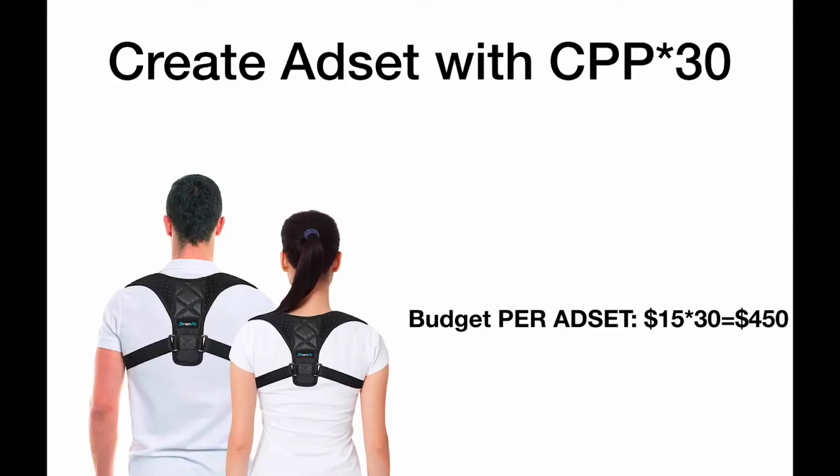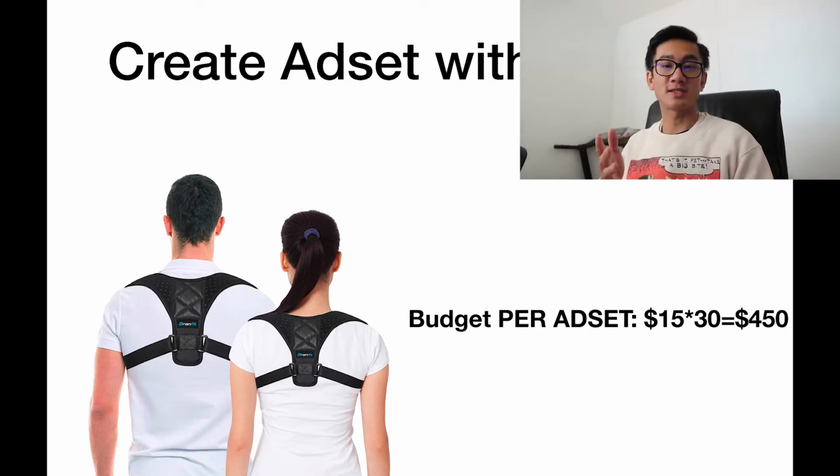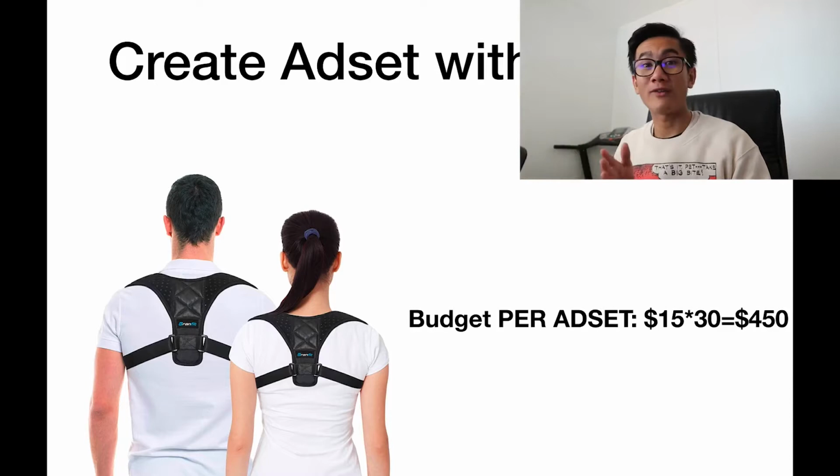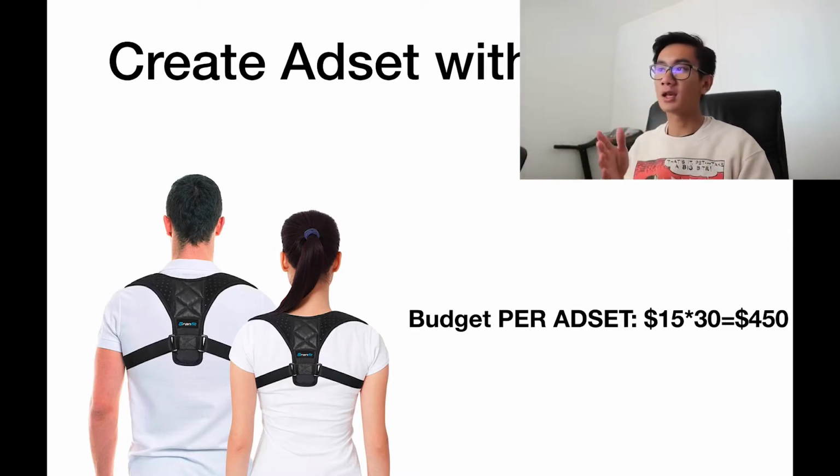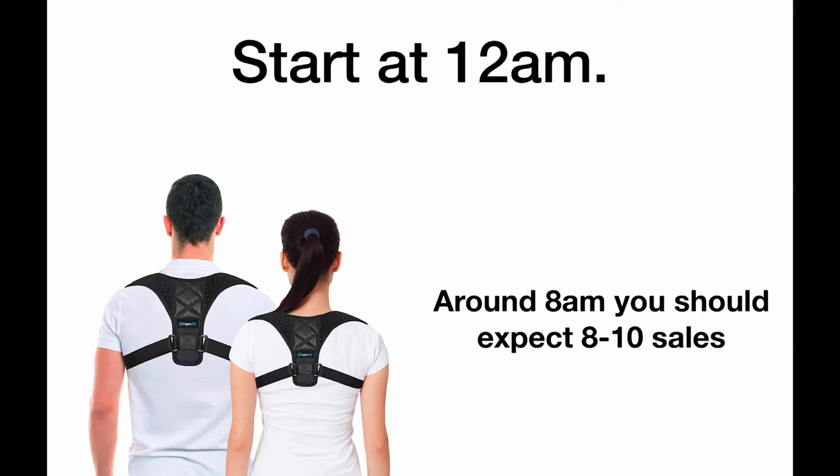What you want to do, and how you start with this surfing method, is you want to create ad sets. You want to duplicate your winning ad set, your best ad sets, and have the budget be 30 times cost per purchase. In this example, the cost per purchase, as I said in the previous slide, is $15. You times that by 30, then you will have a budget for this winning ad set of $450. You're going to start it the next day at 12 a.m. and around 8 a.m. you should be expecting around 8 to 10 sales. And if you do, then you're profitable.